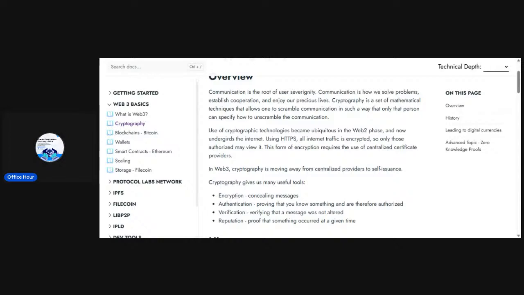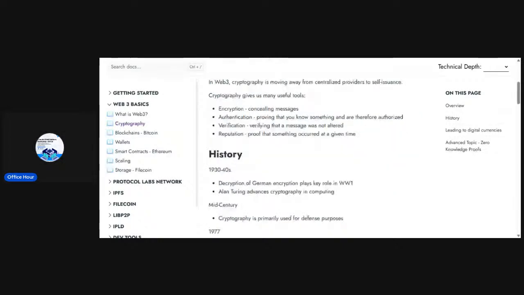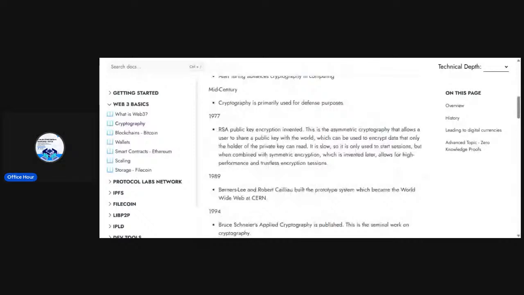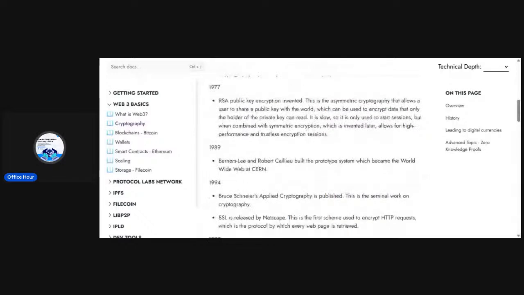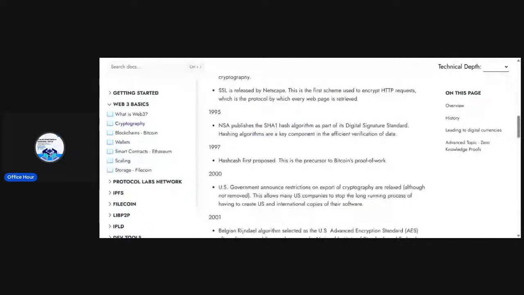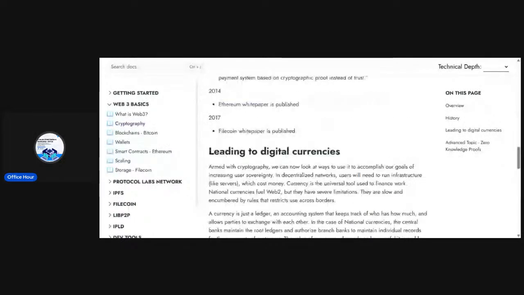So that's some history about cryptography. In the 1930s to 40s, decryption of German encryption played a key role in World War Two. If you can decrypt the German codes. So Alan Turing advanced cryptography in computing. That was the mid-century. Cryptography was primarily used for defense purposes. So it's great work that we need to pay attention to. These are some of the history about cryptography, the NSA, government and stuff like that.